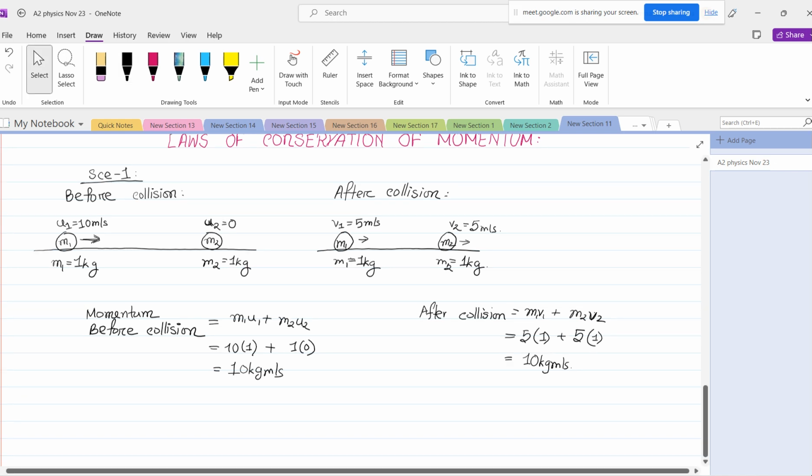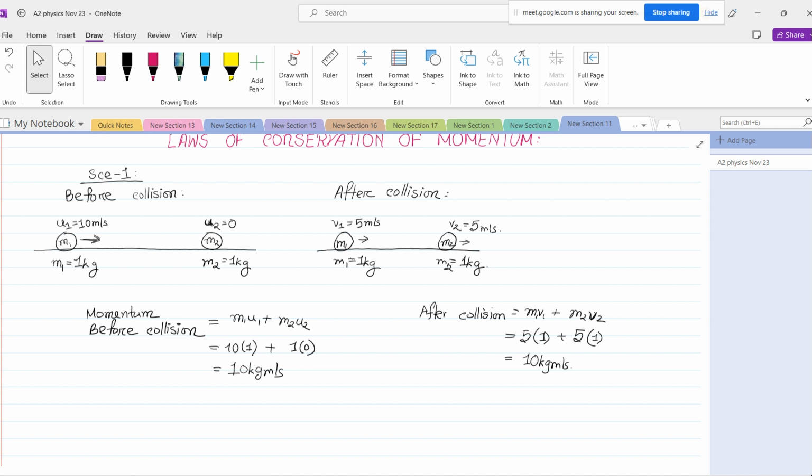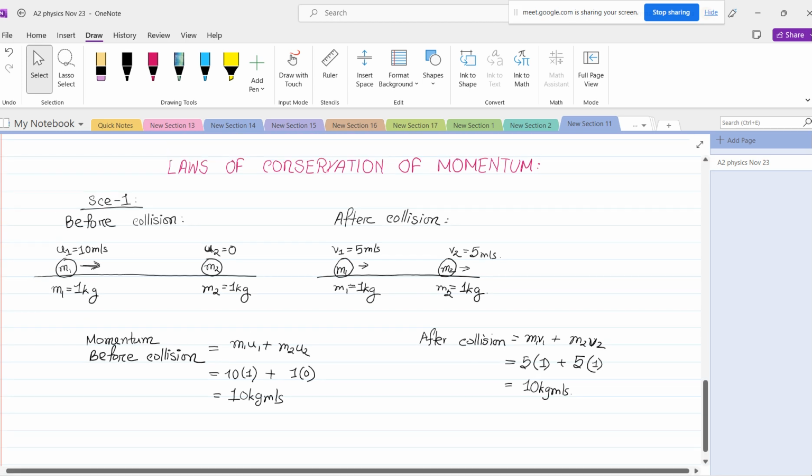With this example we can clearly see that, for the law of conservation of momentum, when no external force is acting on the particles during collision, momentum is going to be conserved. There will be no change in momentum before and after collision. Is this example clear?